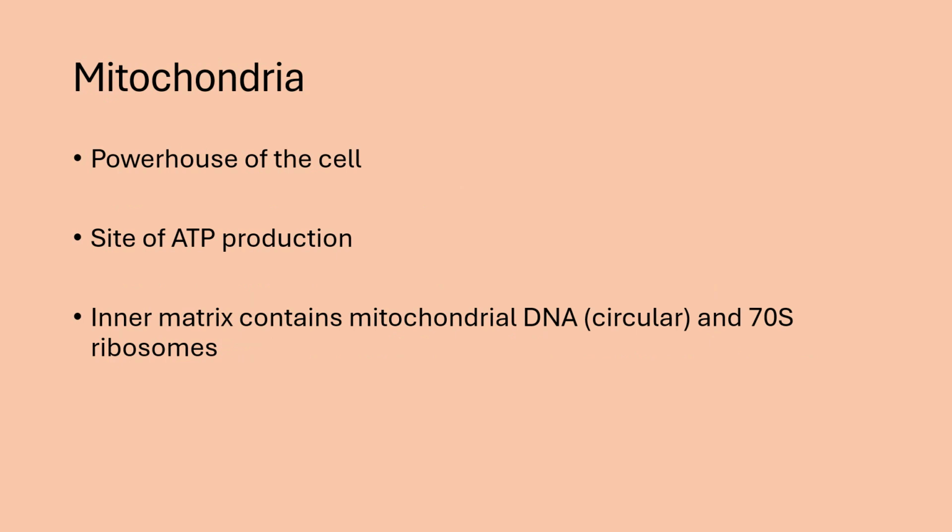The mitochondria that we've mentioned several different times is the powerhouse of the cell. This is where most of the ATP is going to be produced. ATP, think of as energy. It actually has a double membrane. Inside, the inner matrix contains mitochondrial DNA, which is circular, and that's also where the 70S ribosomes are.